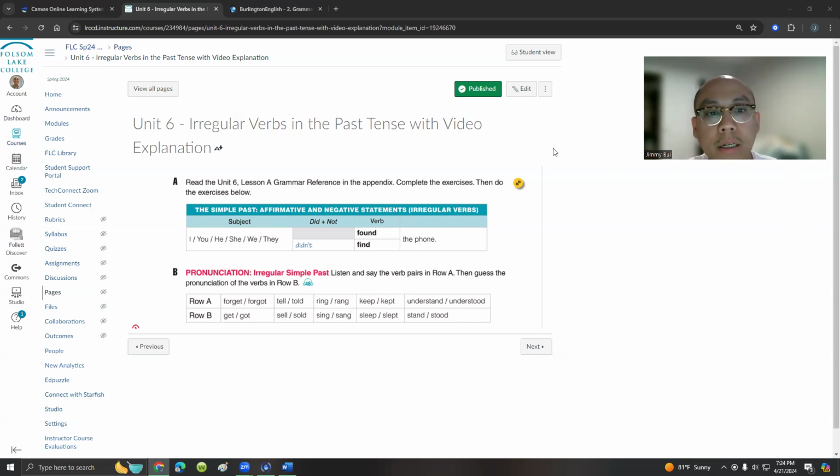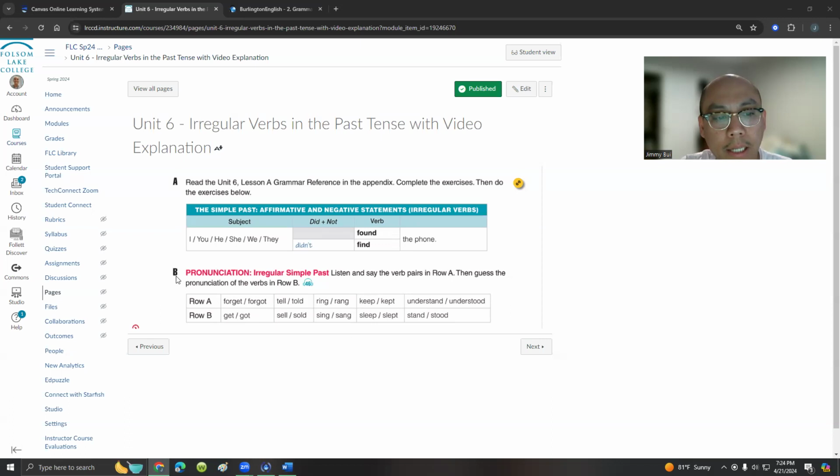For Unit 6 here, we will be taking a look at irregular verbs in the past tense. So just taking a look, the simple past, affirmative and negative statements, irregular verbs. I, you, he, she, we, they didn't find the phone. I, you, he, she, we, they found the phone.